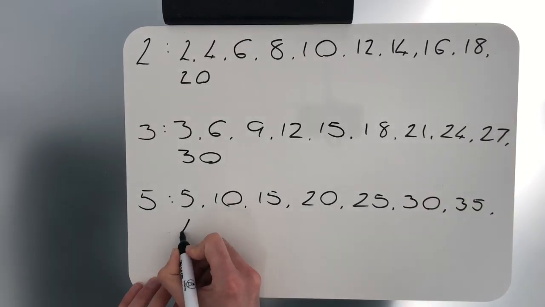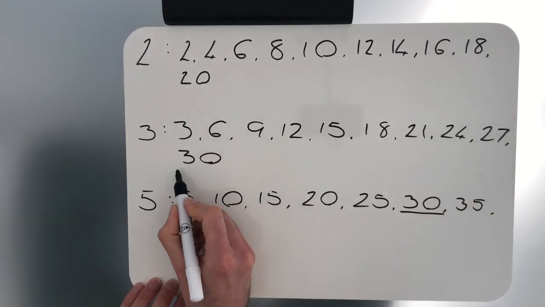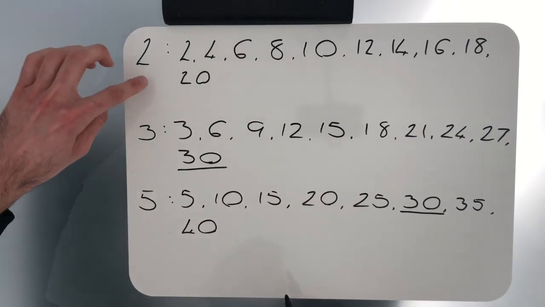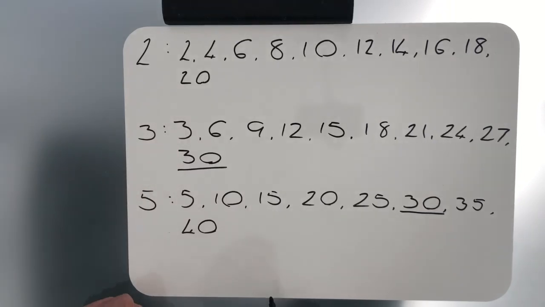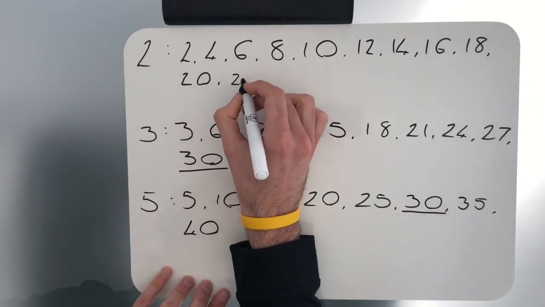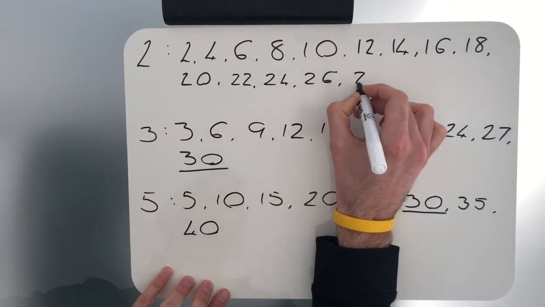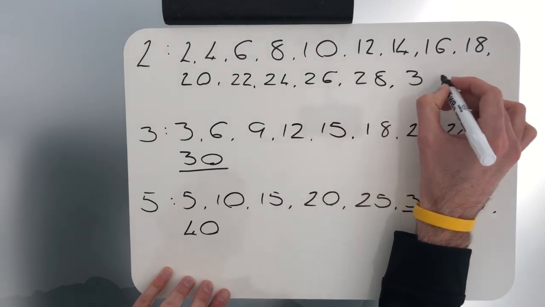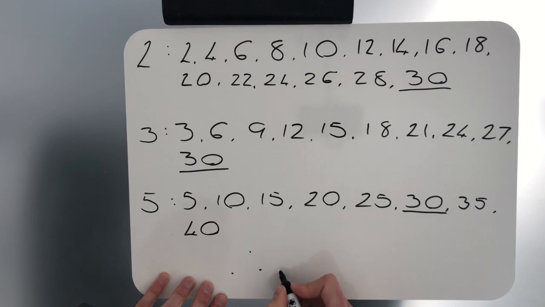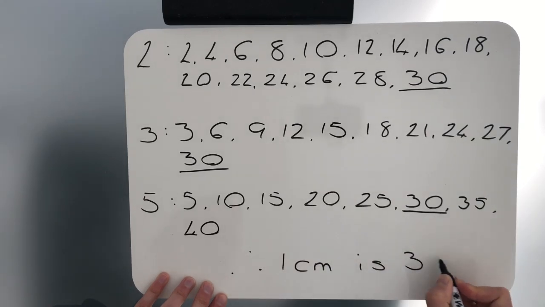If we continue on with the 5, we've got 30, 35, 40. Now I'm going to stop there because we've got the number 30, which is common between the bigger 2. Now we should know that 2 can go into the number 30. So here, if you were to continue on, you've got 22, 24, 26, 28 and finally 30. So I'll underline that. So therefore, LCM is 30.